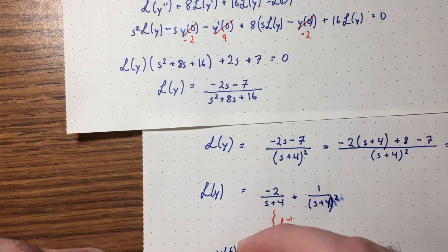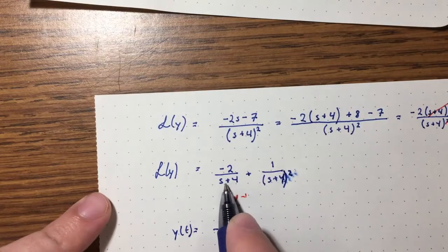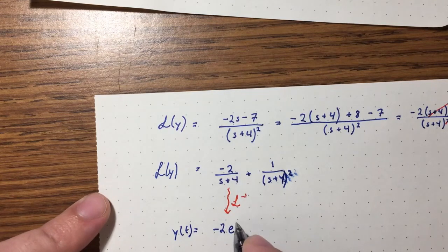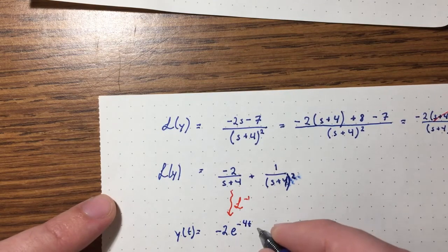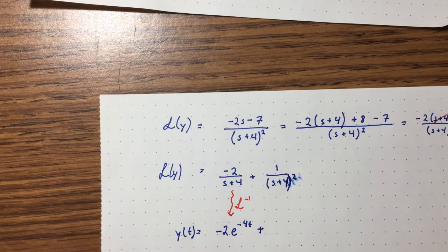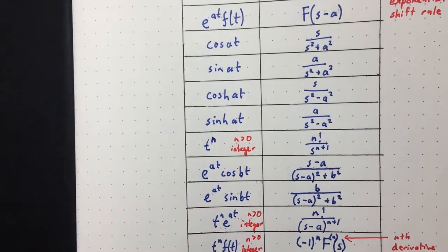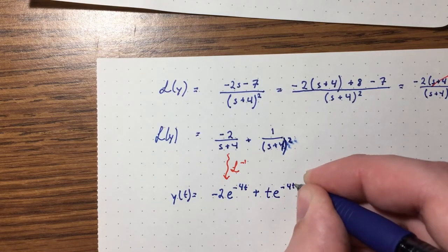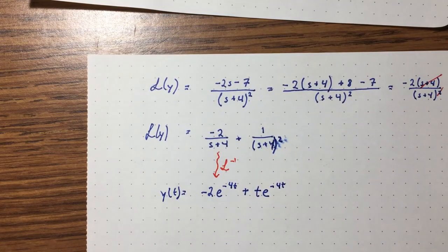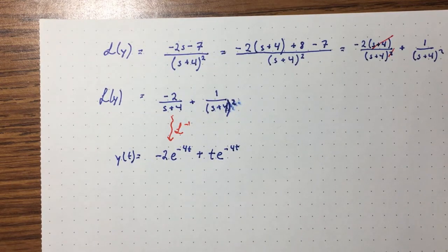And I get y of t is minus 2 e to the, what should I put? This is a mistake I made last time, right? It's s minus a, and then I have an e to the at here. So a is minus 4, so e to the minus 4t. Plus, well, this formula just tells me it's t to the 1, right? E to the at. T e to the minus 4t. So a is, again, minus 4. Okay, very cool. And yes, this looks like a typical solution to a critically damped mass spring system, for example.